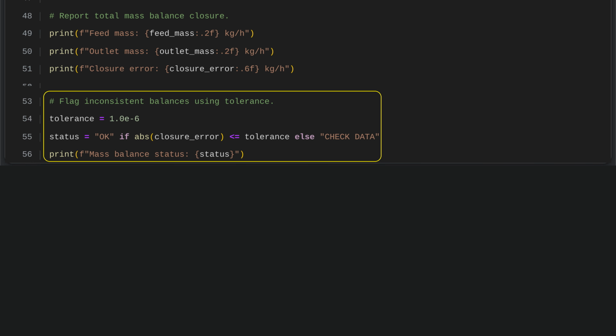Set a very small tolerance for the mass balance closure error, then compare it with the absolute closure error. If the error is within the tolerance, the mass balance is marked acceptable. Otherwise, it is flagged for data checking. The final status is printed to show whether the balance is consistent or needs further investigation.